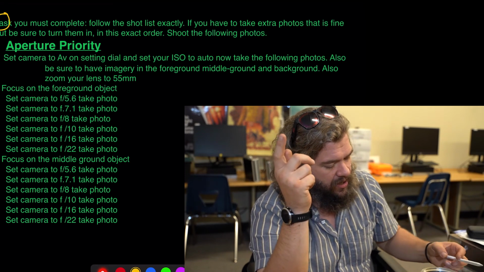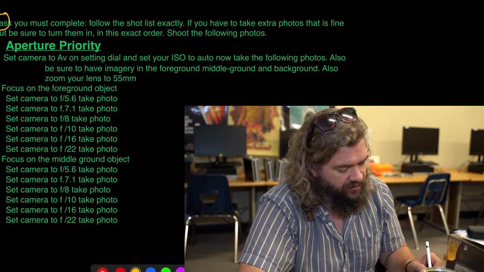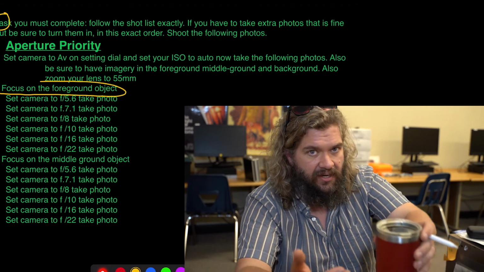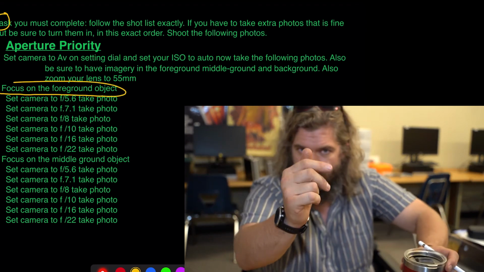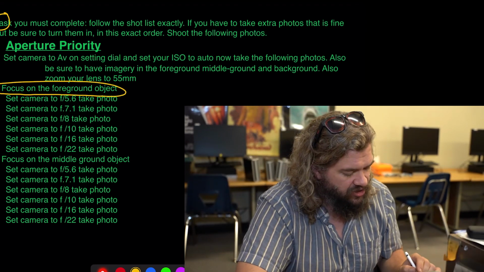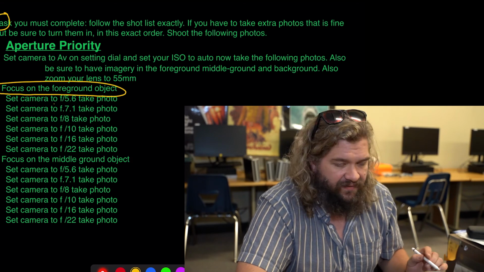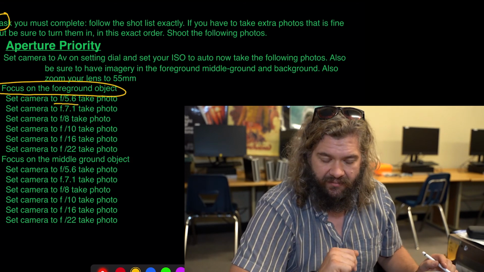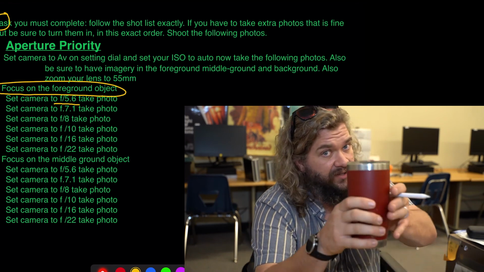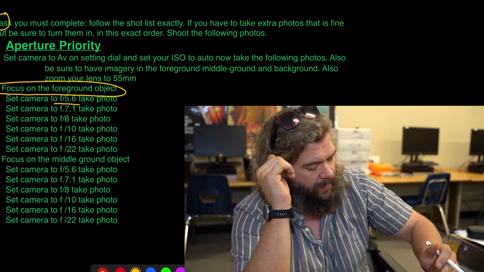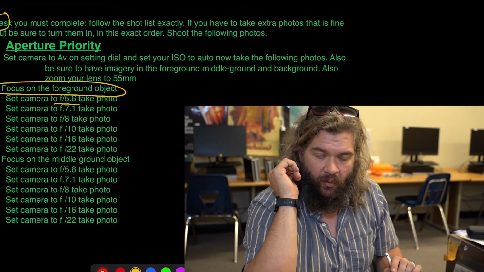Shot number one. Here we go. These first few shots, you're going to focus on the foreground object, the object that's closest to you. First shot, set your f-stop to 5.6, take the picture. Second shot, stay focused on that front object. Take a picture at 7.1.